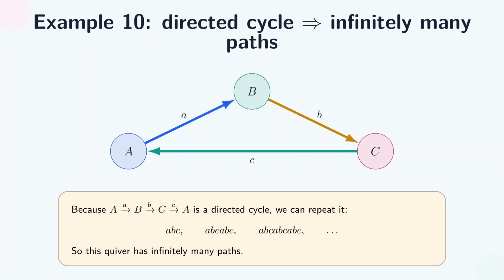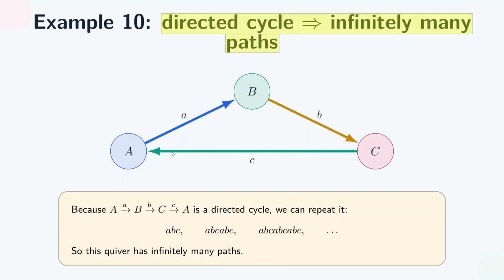But once we return to A, we can go around again. And then again. And again. So we can form longer and longer paths by repeating the cycle. This means that a directed cycle also produces infinitely many paths. So it is not only loops that matter. Any directed cycle gives us a way to keep extending a path without bound. The key idea is always the same. If we can come back and continue again, then there is no maximum length.